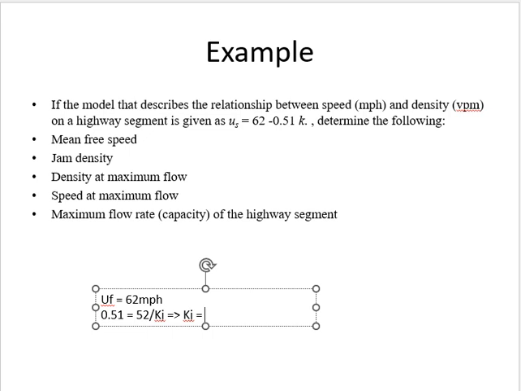There was an equation which I showed you last time, which was Q equals U into K. Flow equals speed into density. Okay? So I have to use this equation now. Now what is my problem here? My problem is to find out maximum, where is maximum flow. Okay?